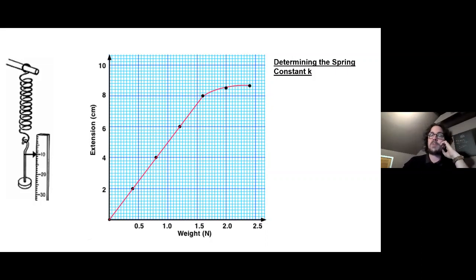One thing that often pops up on Hooke's law is determining the spring constant. Now, to determine the spring constant K, we look for a formula. F is equal to Kx. That is in your formula booklet. Now, K, the spring constant you need to determine, is equal to F over X.